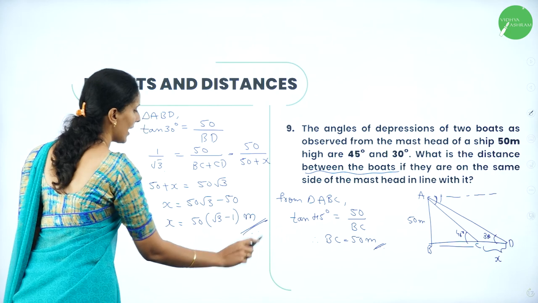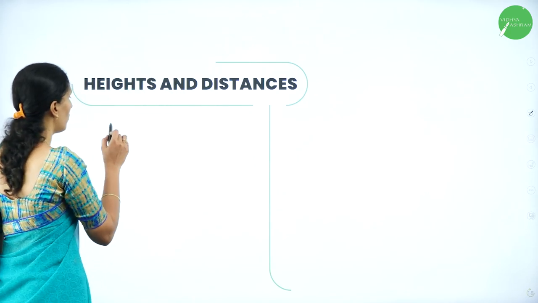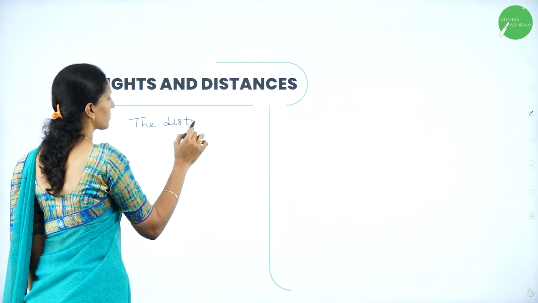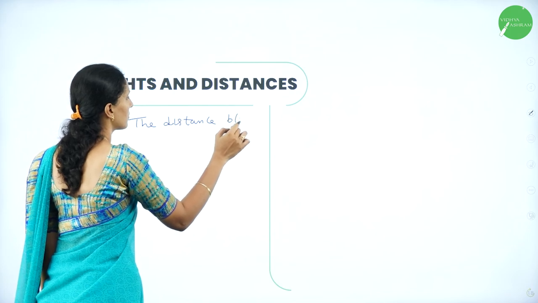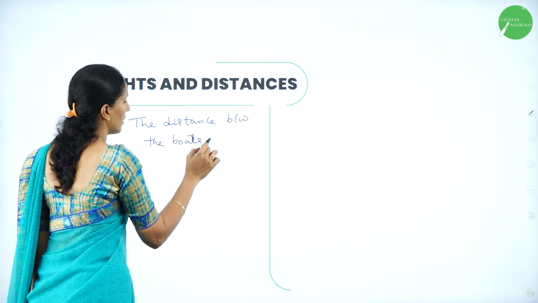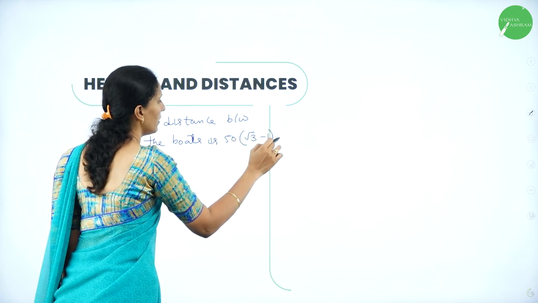So what is this X actually? The distance between the boats. So therefore, the distance between the boats is 50 into (root 3 minus 1) meters.